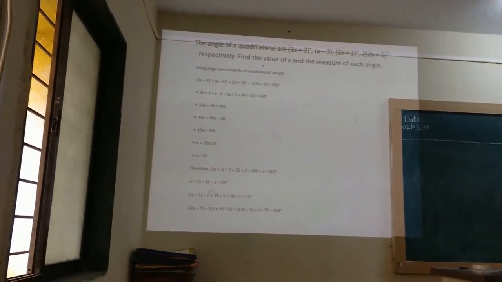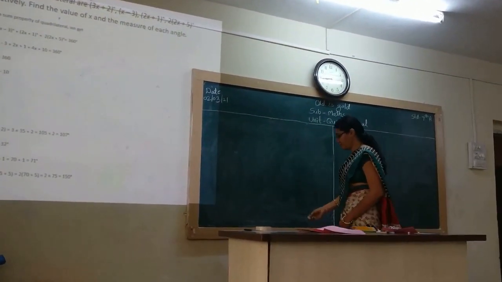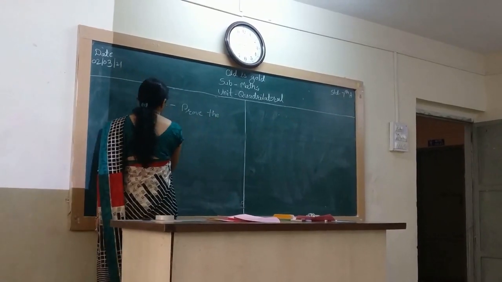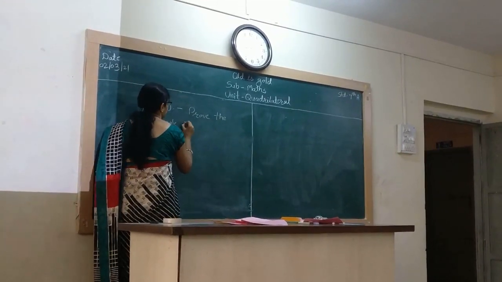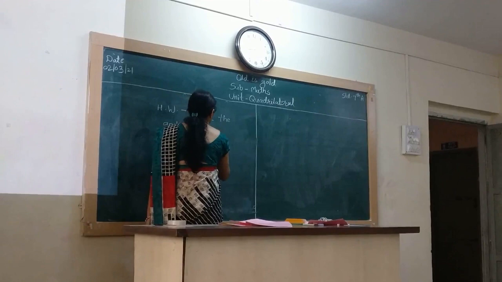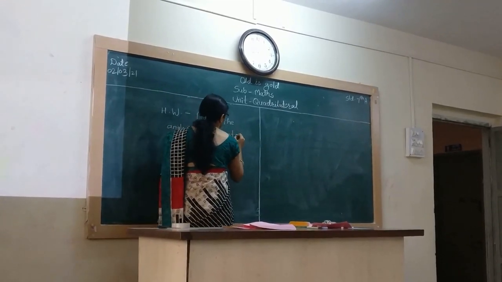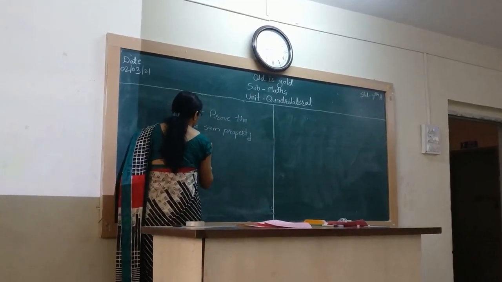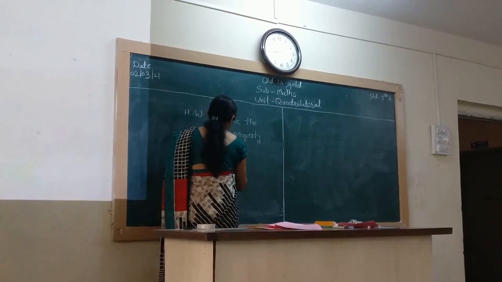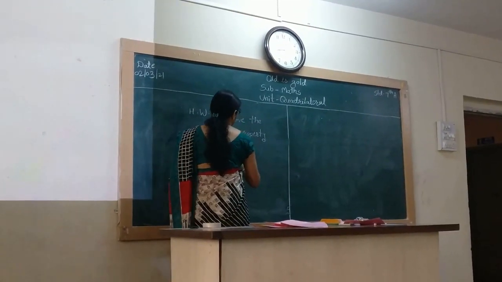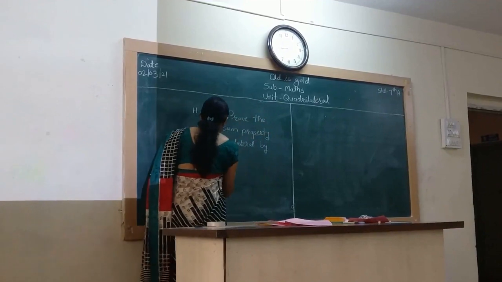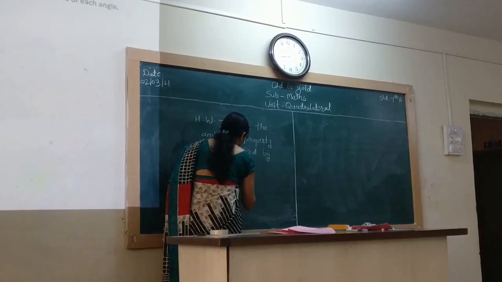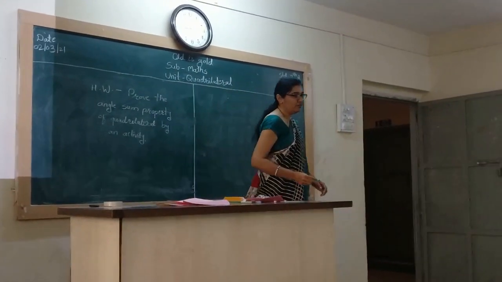Now homework for you. Verify the angle sum property of quadrilateral by an activity. So this is the homework for you. Okay.